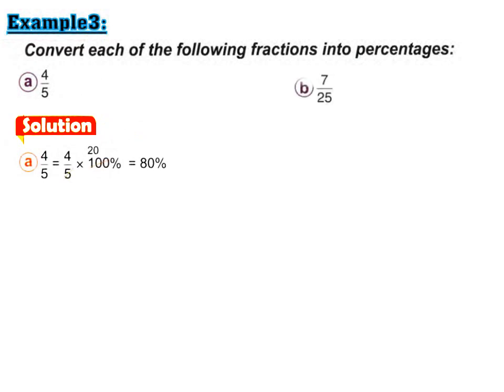Letter B, 7 over 25. 7 over 25 is a fraction. Converting it into a percentage, we will multiply it by 100. 7 over 25 times 100, by using the reduction, cancelling 25 with 100, it will be 4 times 7 equals 28. If you can't do the reduction, you can use your calculator. 7 over 25 times 100 will be 28%.